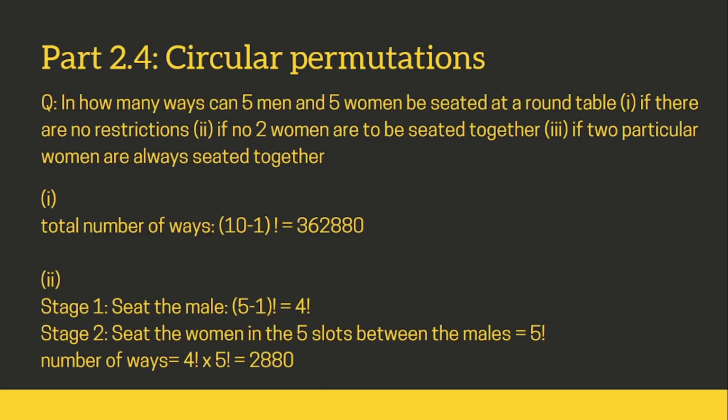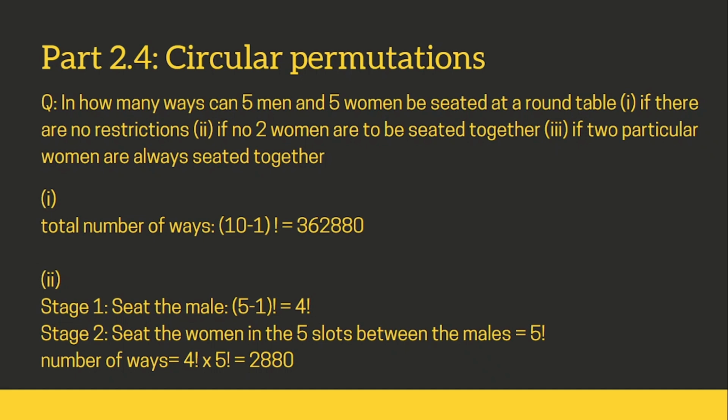Another question is, in how many ways can 5 men and 5 women be seated at a round table if, in part 1, there are no restrictions, part 2, if no 2 women are seated together, and part 3, if 2 particular women are always seated together. So for part 1, the number of ways is just 10 minus 1 factorial, which is 9 factorial, which will be 362880.